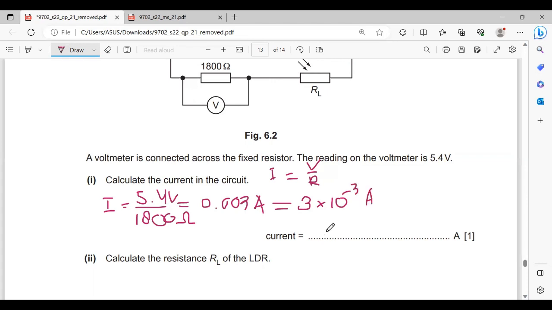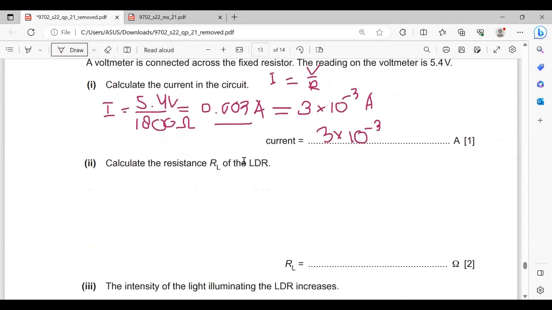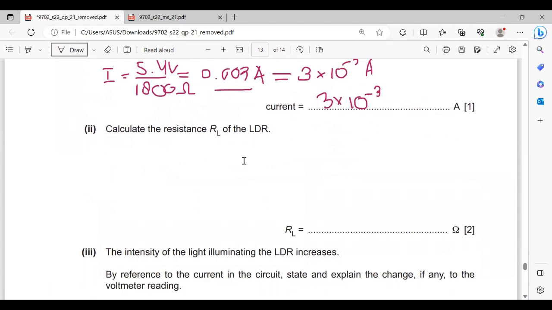amps. So the answer here is 3 times 10 power negative 3, or you may write this number 0.003 amps. Okay. Next, calculate the resistance RL of the LDR. Right.